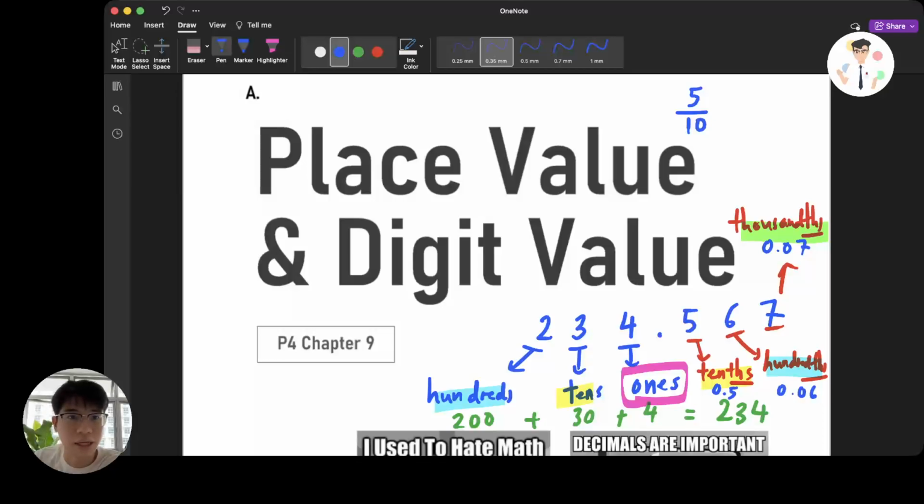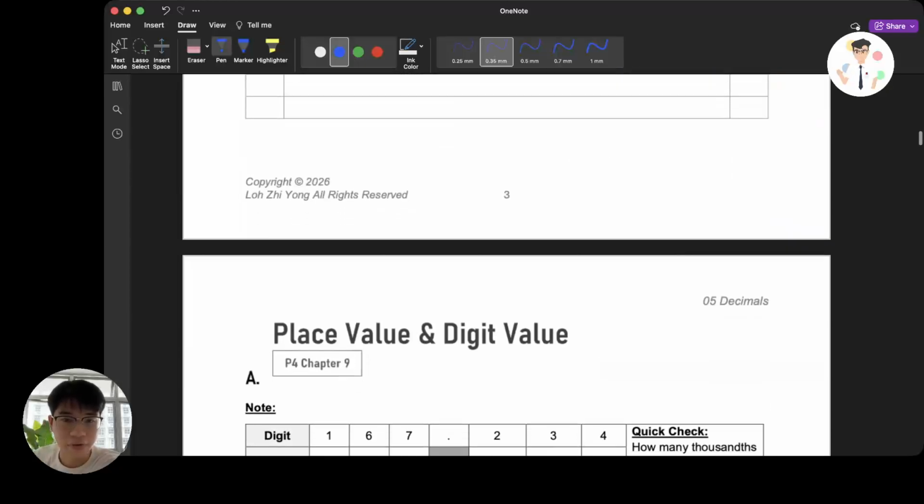Again, let me just highlight this for you. This is called tenths because this is 10. The same thing, if you were to ask, teacher, why is this called hundredths? Because 0.06 is actually 6 over 100, and this is the word 100 here. And thousandths, the same thing, 7 over 1000. That's why this is thousandths. Okay? Now let's move on and look at the notes that we have here.